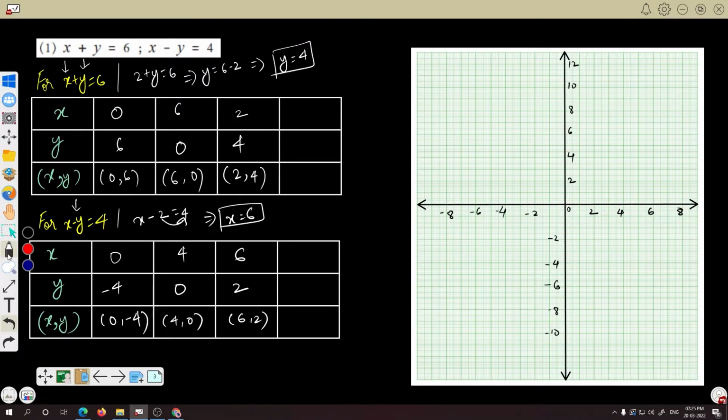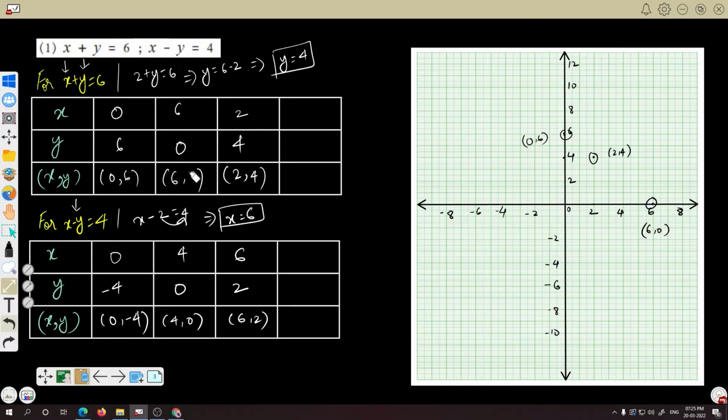Now we will plot the graph. For the first equation, the first coordinate is 0 comma 6, which means x coordinate is 0 and y is plus 6. So exactly at this position, this is 0 comma 6. The second point is 6 comma 0, which means x coordinate is 6 and y coordinate is 0. So exactly at this position, this is 6 comma 0. And the third point is 2 comma 4, which means x coordinate is 2 and y is 4. So this is 2 on the x-axis and this is 4 on the y-axis. So exactly at this point is 2 comma 4.